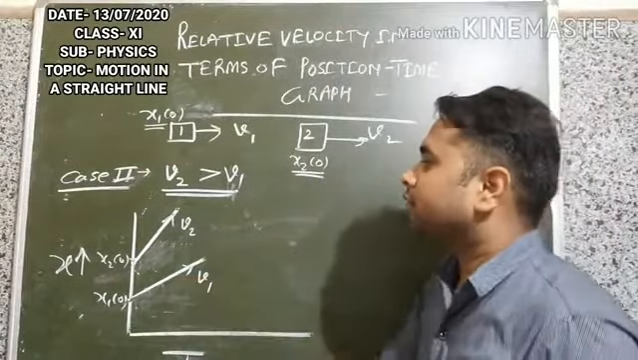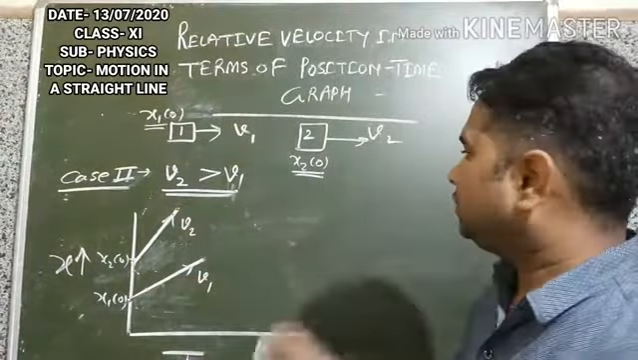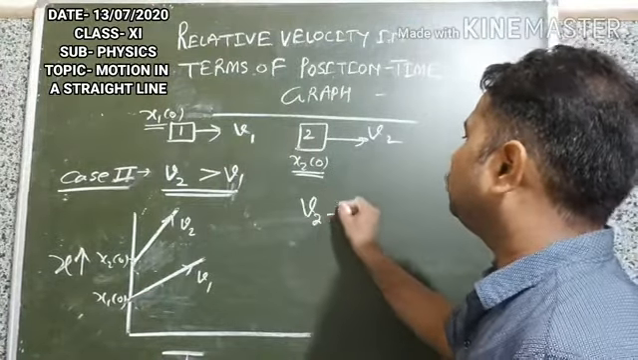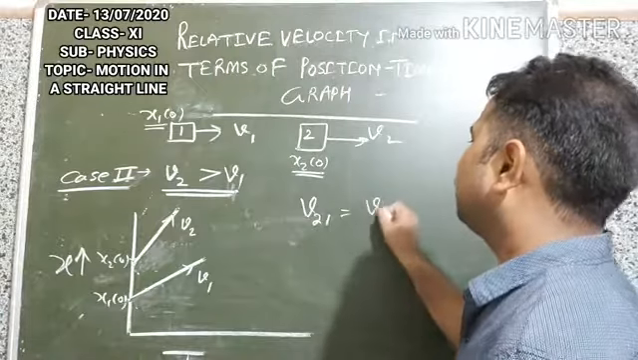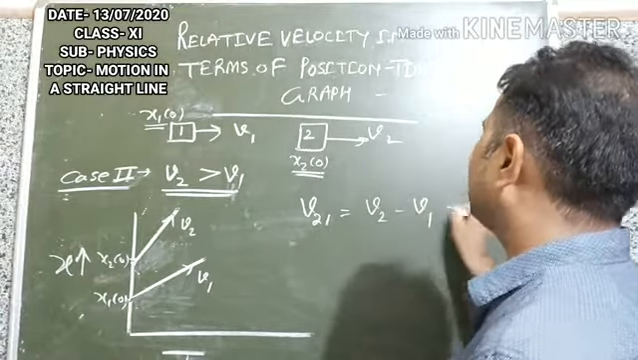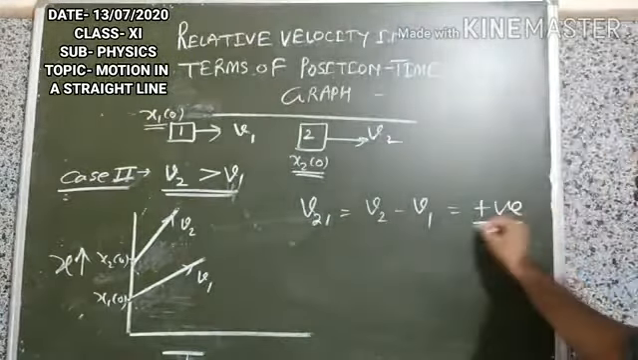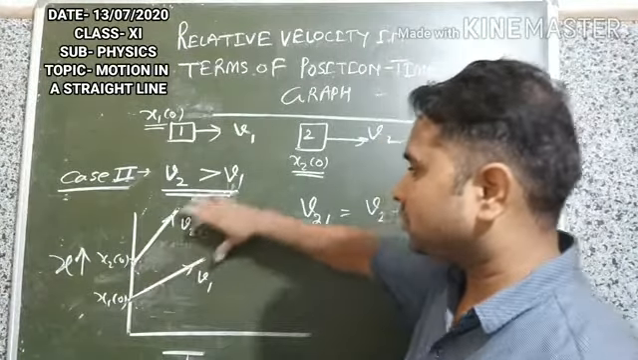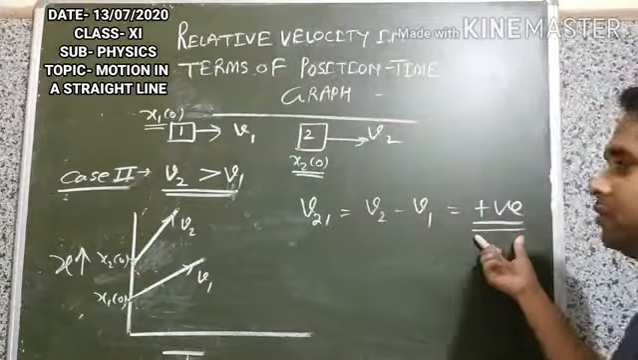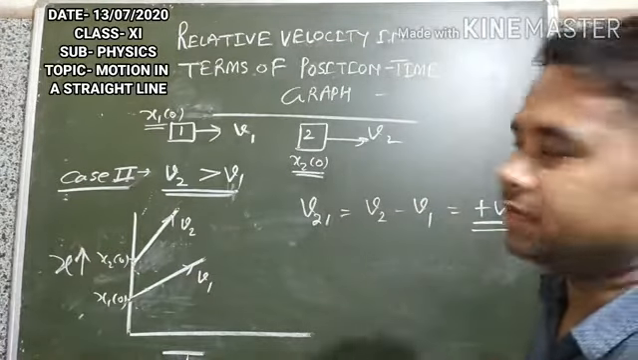One more thing here. What is the relative velocity? See this, v21, relative velocity of second with respect to first, v2 minus v1, is always positive because v2 is greater than v1. और दोनों के बीच का सेपरेशन बढ़ता चला जाएगा और ये वैल्यू हमेशा पॉजिटिव में बढ़ती चली जाएगी.